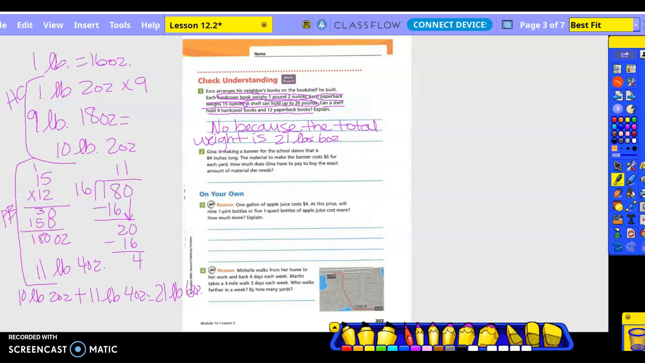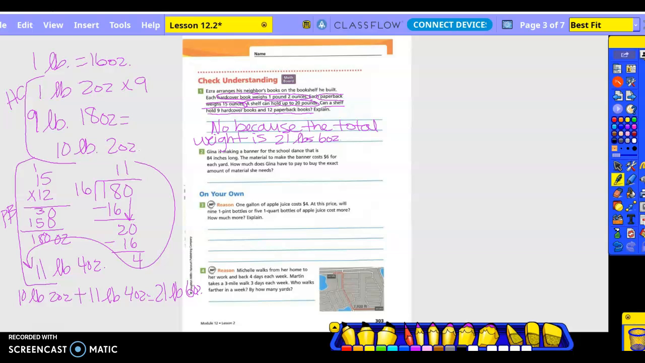Then we took 15 times 12 for the paperback books and got 180 ounces. Then we converted that into pounds and ounces and took 180 divided by 16, which got us 11 pounds and 4 ounces. So then we added those together, 10 pounds, 2 ounces plus 11 pounds, 4 ounces, which got us 21 pounds and 6 ounces. So we said no, that would not work because the total weight is 21 pounds and 6 ounces, which is over the 20 pounds.